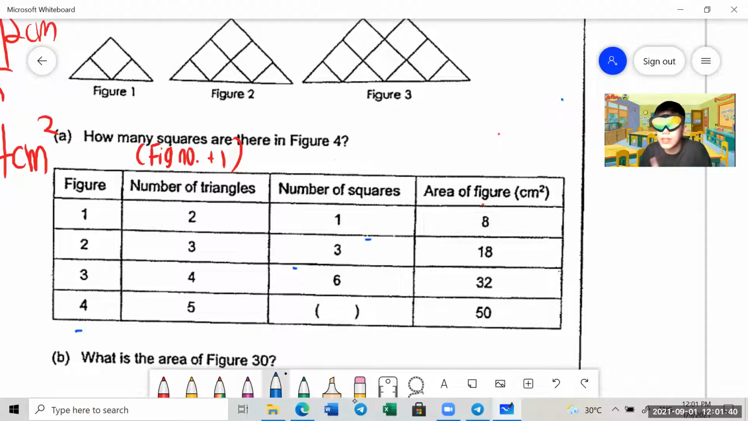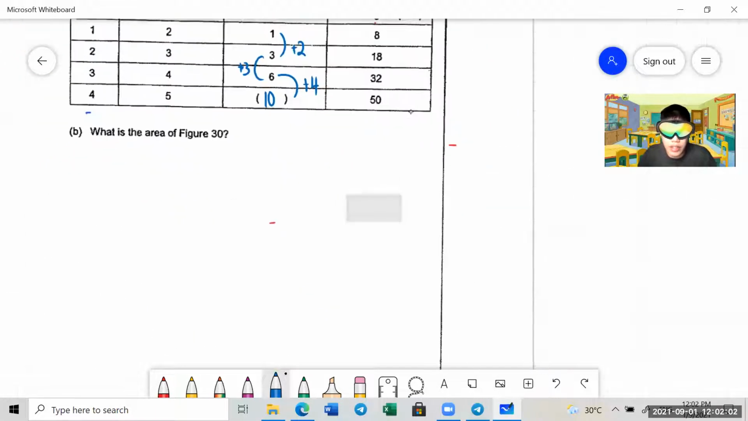Always list down the mathematical pattern. Let's talk about the interval first. How do I get from 1 to 3? This is a question that you need to ask yourself. How do I get from 1 to 3? I plus 2. How do I get from 3 to 6? I plus 3. How do I get from 6 to the next number? I plus 4.